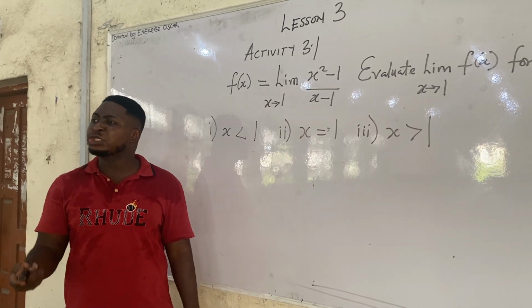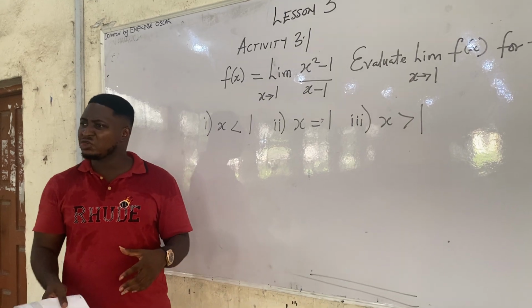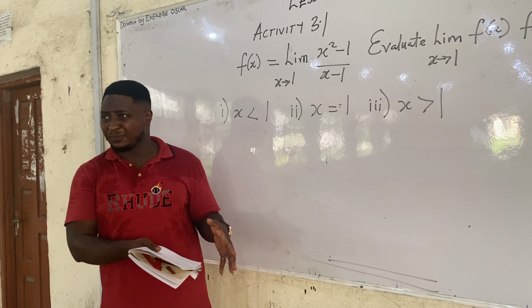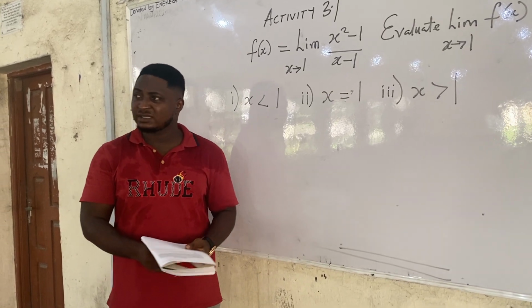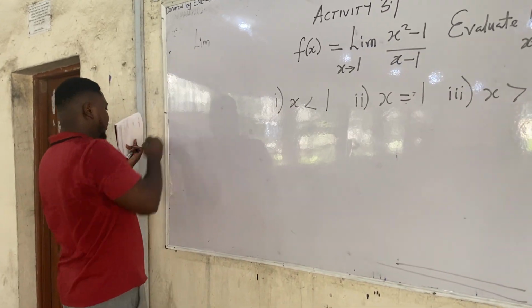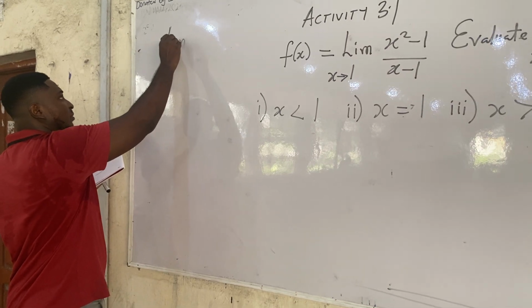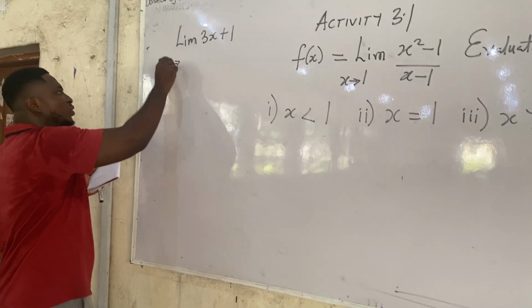Without the limit point, you cannot have the limit value. Because when you have to evaluate the limit of a function, you are being asked to evaluate the minimum value of that function as the limit point tends to a particular number, a constant. Class, let me give another example. For example, lim 3x plus 1 as x tends to 2.